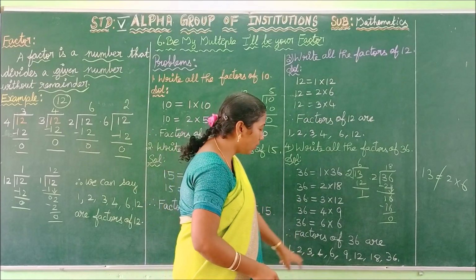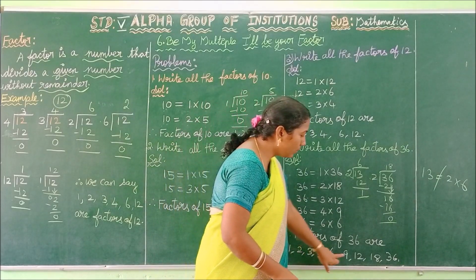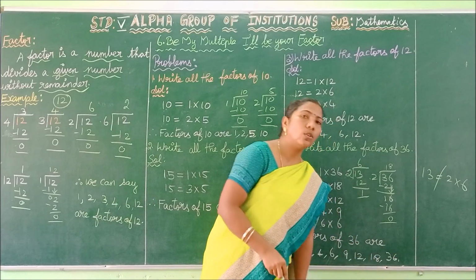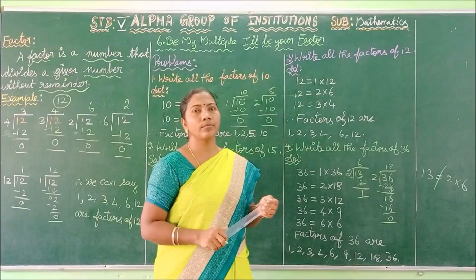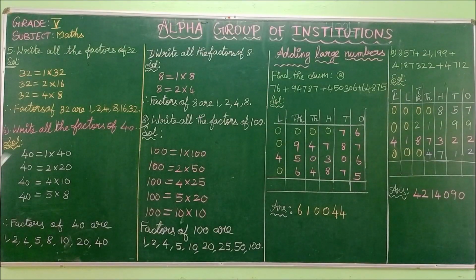So how many factors are there totally? 1, 2, 3, 4, 5, 6, 7, 8, 9. So totally 36 has 9 factors. Is it clear, children? See the fifth sum, children.